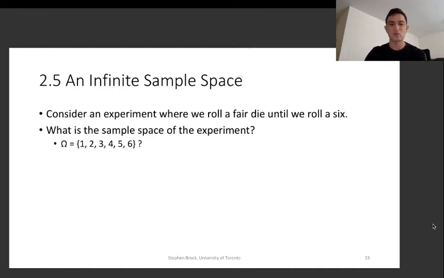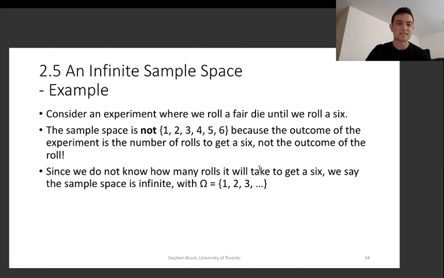The sample space is actually not 1 to 6 because the outcome of the experiment is the number of rolls to get a 6, not the outcome of the roll. So again, very important to read what the question's asking and really understand what information is provided. So since we do not know how many rolls it will take to get a 6, we say the sample space is infinite, and the sample space is actually 1, 2, 3, 4, and so on. It's basically all the positive integers because we don't know how many rolls it's going to take.